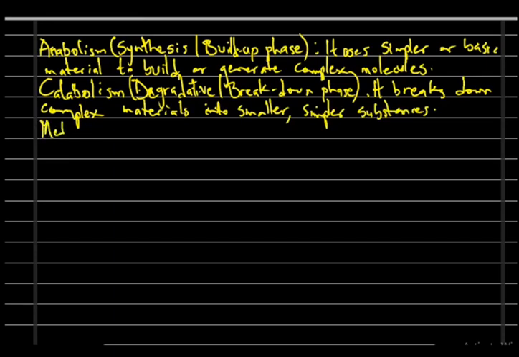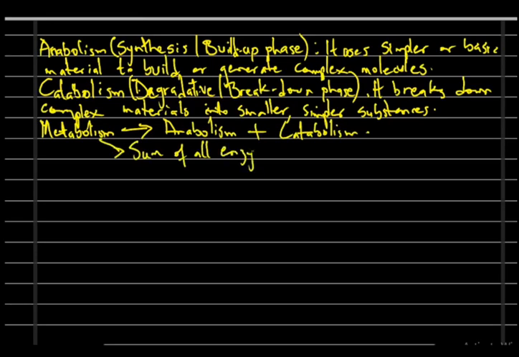And then when we look at the third one there, metabolism. Let me put this as in a reaction. Metabolism is actually the sum of anabolism and catabolism. So when we look at it, I explain metabolism as the sum of all enzyme catalyzed reactions taking place in a cell. That is what metabolism is.